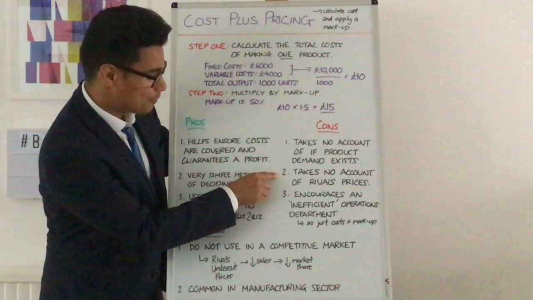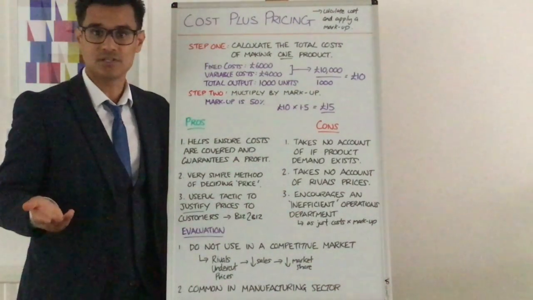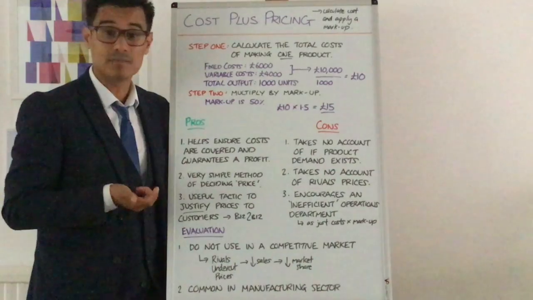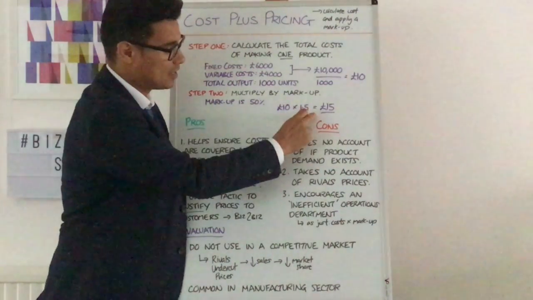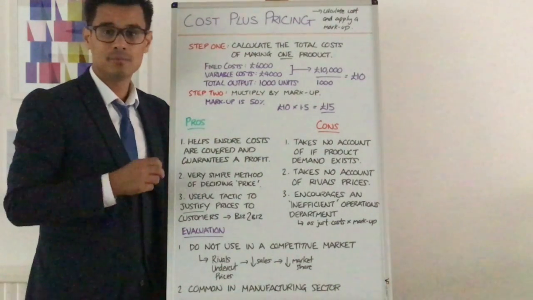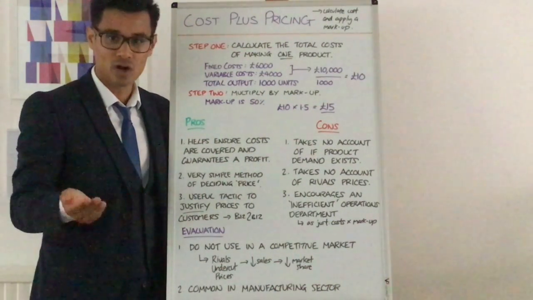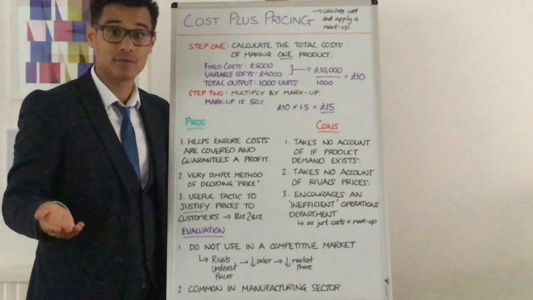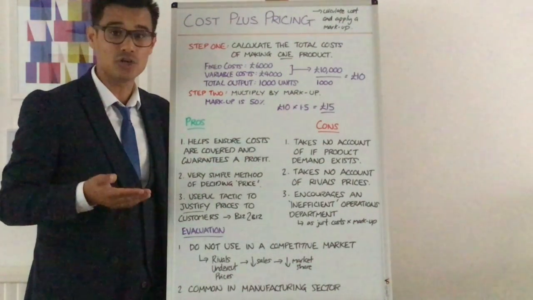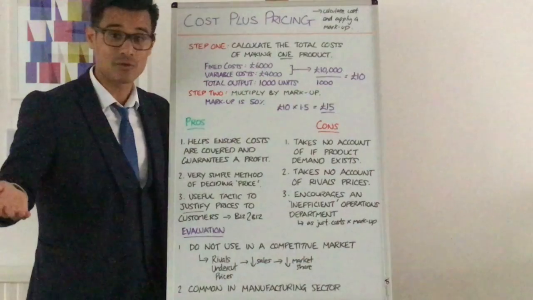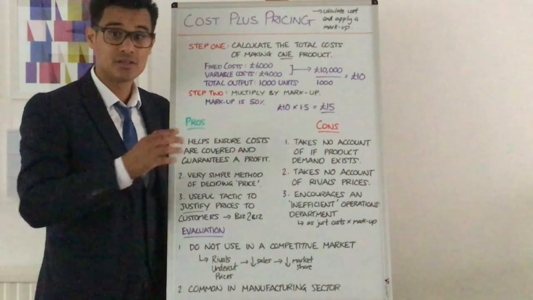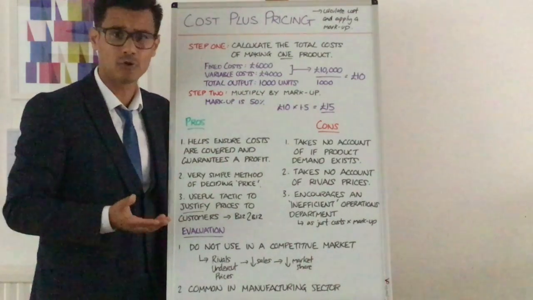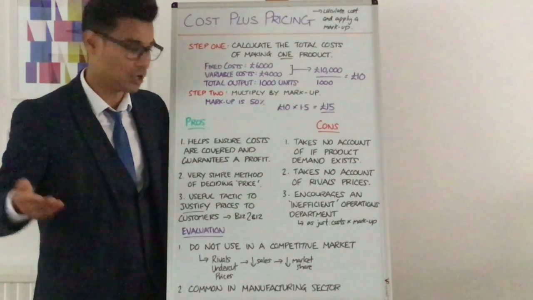Number 2, it takes no account of rivals' prices. You might have just worked out it costs me 10 quid to make the product, to make one thing, I'm going to times it by 50%, so I'm going to charge 15 quid, but you might realise that all your rivals are charging 11 quid for it. And if they're charging less than you, well, you're not going to have many sales because you're charging way over what the market price is. And so therefore cost plus pricing takes no account of what your rivals, your competitors, are doing.